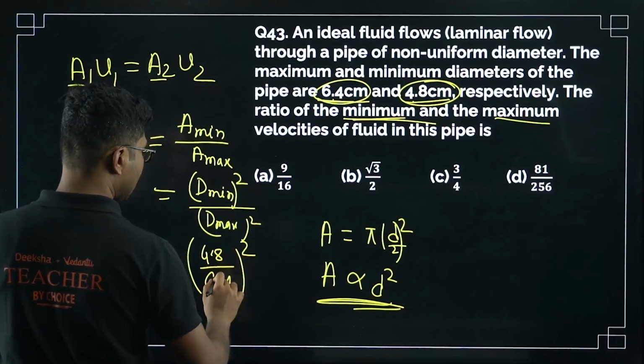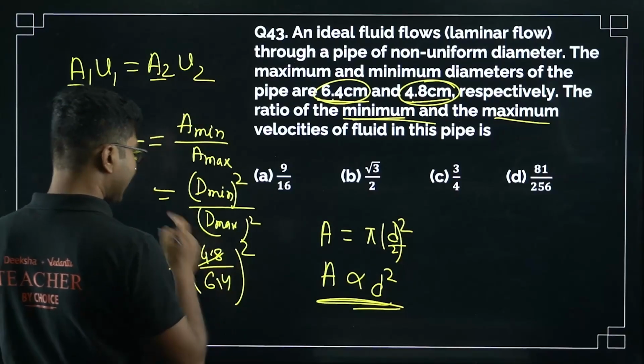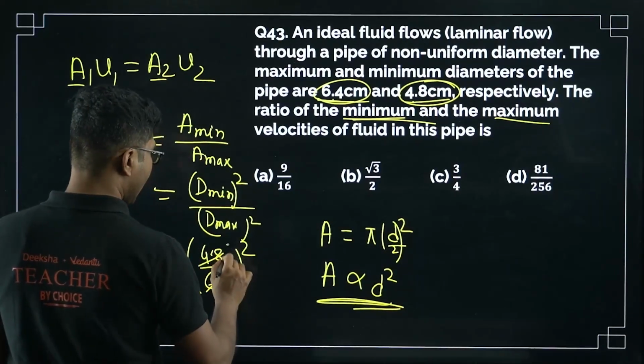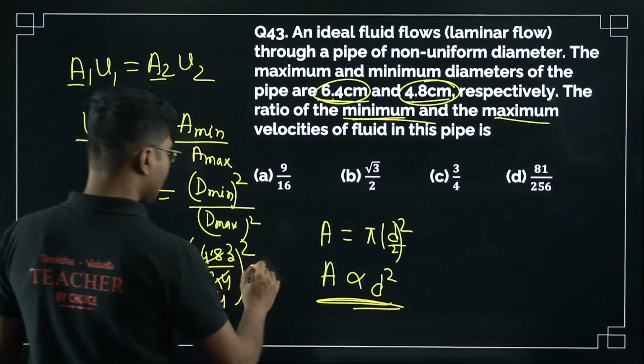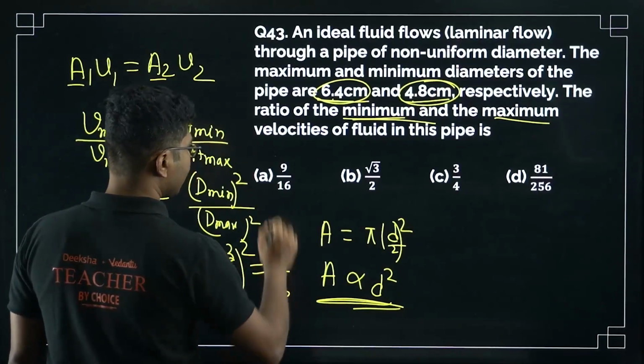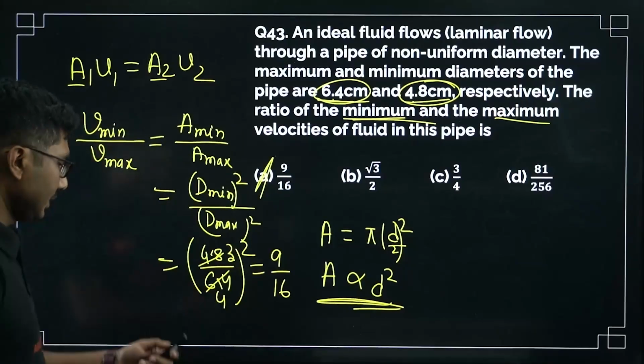Now decimal goes out, so we get 4, and this will be 3. 3 16s are 48, 4 16s are 64. So the answer will be 9 by 16. So the correct answer is 9 by 16.